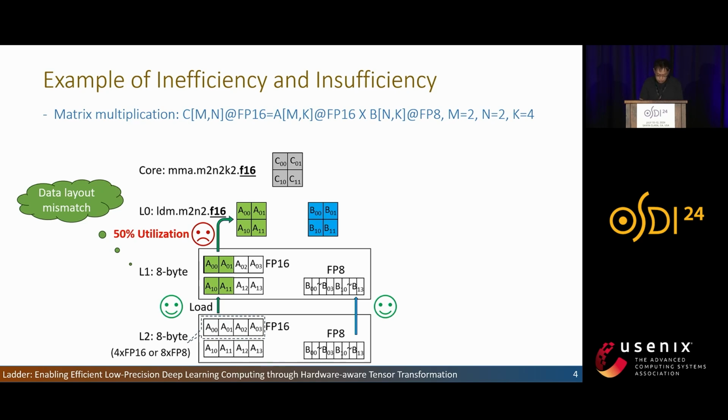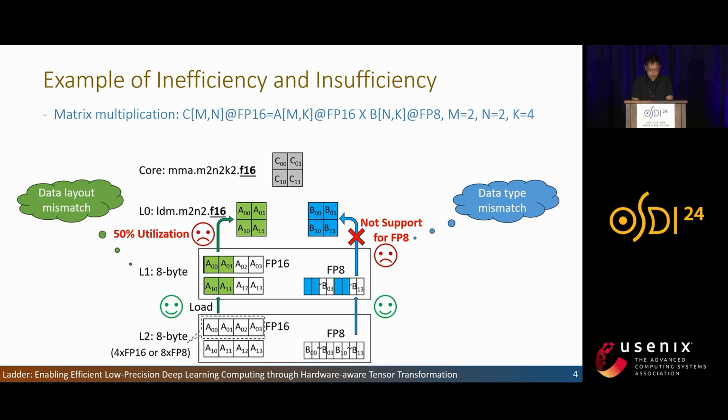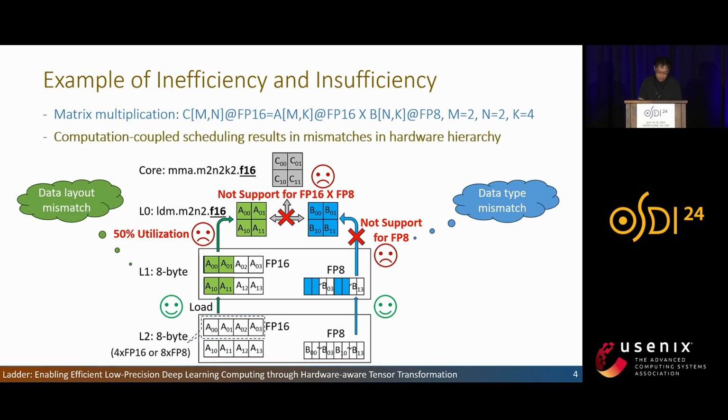Furthermore, the FP8 matrix B cannot be loaded from L2 to L1 with the FP16 load matrix instruction due to data type mismatch. Even though matrix A and matrix B are already in L0, the core cannot process the multiplication of an FP16 matrix and an FP8 matrix due to the data type mismatch. This example shows the reason for the current inefficient and insufficient support for low-precision computing. The reason is that computation-coupled scheduling usually results in mismatches in the hardware hierarchy.